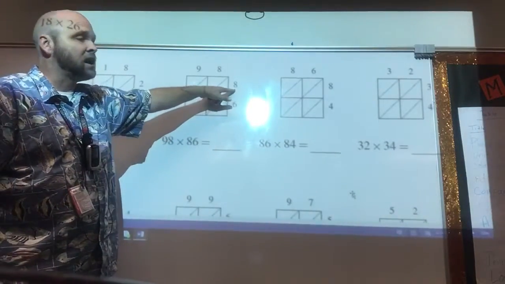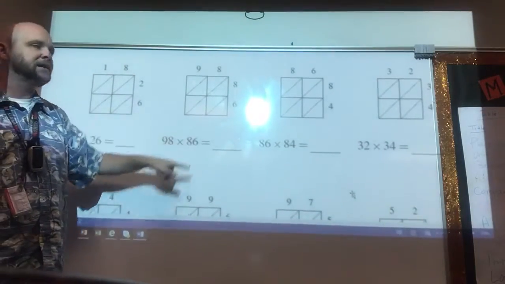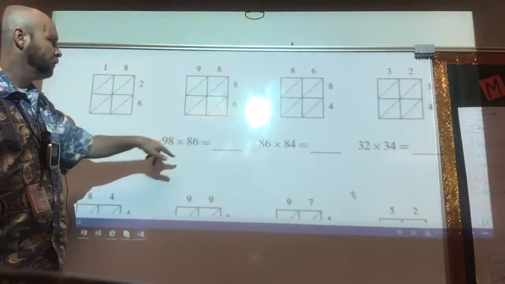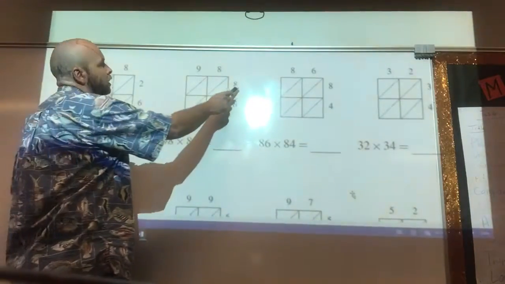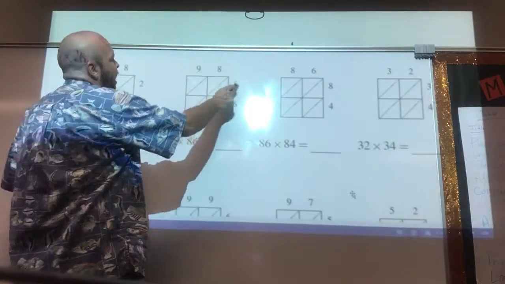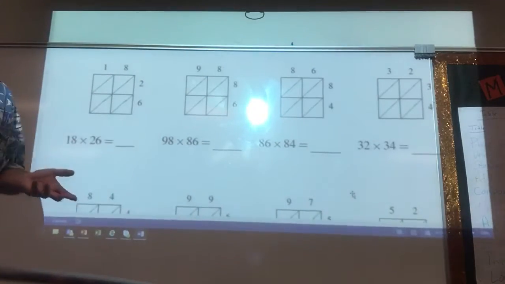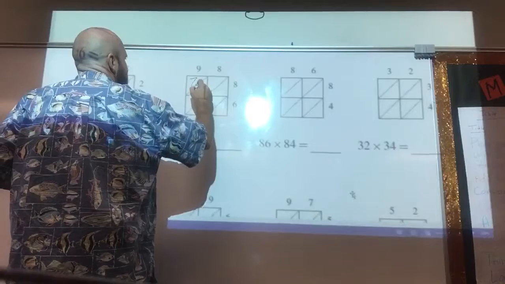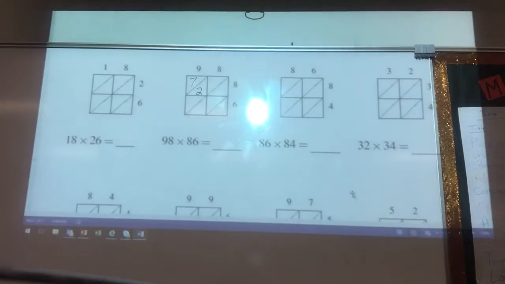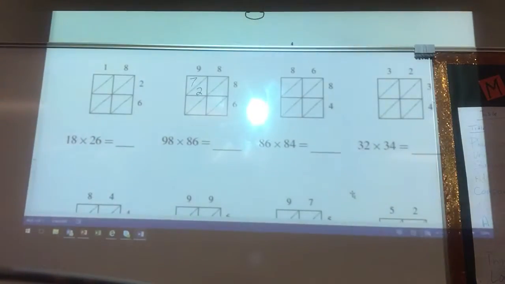So let's start with my top row. Rows run horizontally. What I'm multiplying is 98 times 86. My factor of 98, my factor of 86, and I'm looking for the product. So if I go in this box right here, I have 8 times 9, which equals what? It's in your multiplication table. 72. So this box has a 72 in it. I go to the other box in the top row, and I have 8 times 8, which is 64.